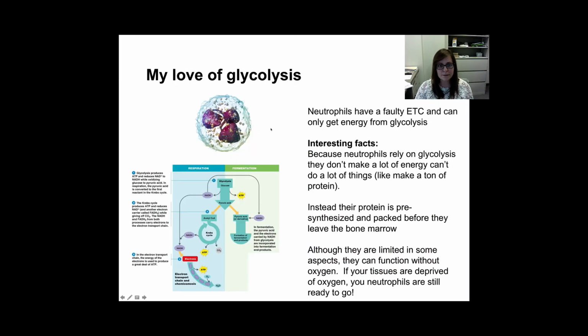I'll end with a little pitch for why I care about glycolysis, and that's because the cells I study primarily rely on glycolysis for their energy. That means that they don't make a lot of ATP, because that's only 2 net and 2 NADHs. They don't make a lot of energy. They don't make a lot of protein. But what they can do is function in the absence of oxygen. So if you are fighting an infection and there's not a lot of oxygen in your tissues, these cells can still do their thing. And that's all I have to say for this video.